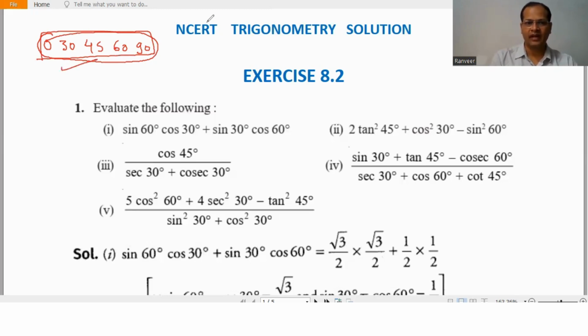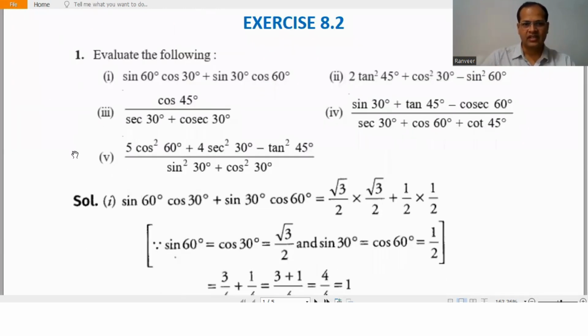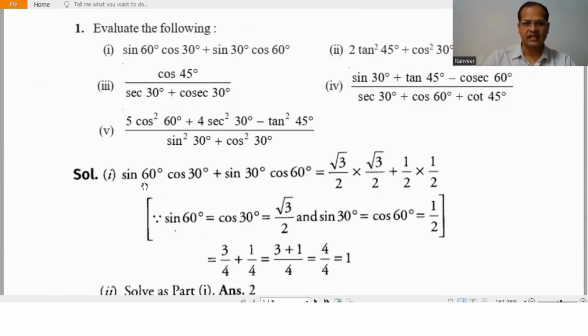Easily you can find out. So this is nothing but just the value substitution. So just sin 60 cos 60 cos 30 sin 30 cos 60. So sin 60 is root 3 by 2, sin 60 root 3 by 2, cos 60, cos 30 root 3 by 2, sin 30 1 by 2, and this is 1 by 2. So just solve. This is 1.